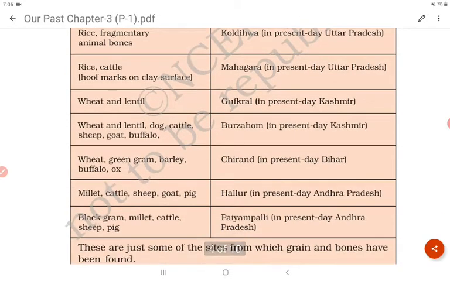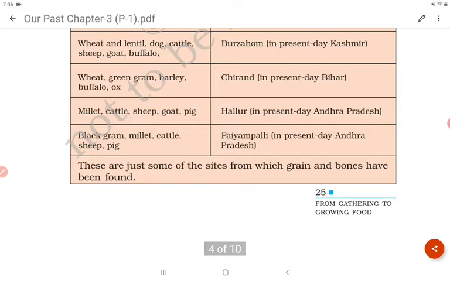wheat, green gram, barley, buffalo, ox, Chirand in present-day Bihar; millet, cattle, sheep, goat, pig, Hallur in present-day Andhra Pradesh; black gram, millet, cattle, sheep, pig, Paiyampalli in present-day Andhra Pradesh. These are just some of the sites from which grain and bones have been found.